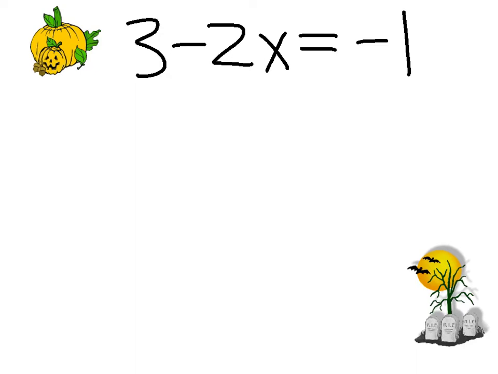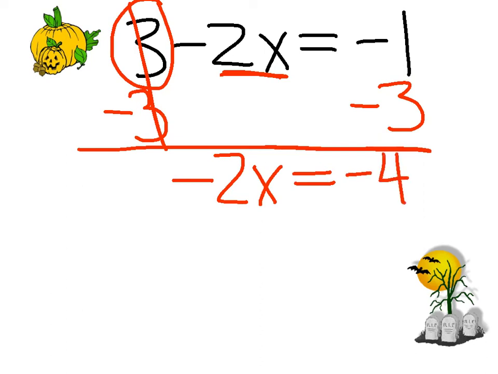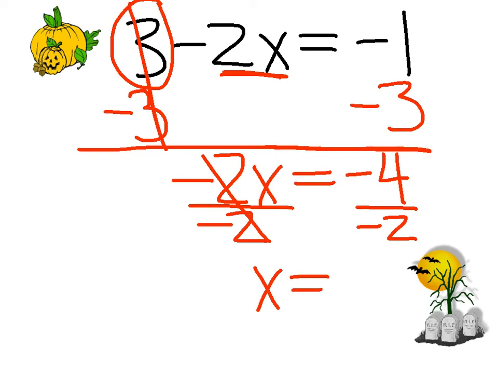Example 5. In these problems, our x is going to be in this position. We have 3 minus 2x is equal to negative 1. We need to subtract 3 from both sides. This is a positive 3, so to get rid of it, we need to subtract 3. On the left side, we're going to have negative 2x. On the right side, we're going to have negative 1 minus 3. It's going to give us negative 4. We divide by negative 2 on both sides. So we have x is equal to positive 2.